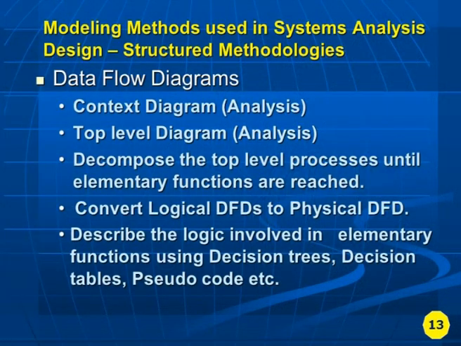If you look at the data flow diagrams, you may first draw the context diagram in the analysis stage. And then the top level diagram you may also draw in the analysis stage, where, using the library system, you may identify the main processes like reservation, registration of books, registration of members, then lending and returning of books, which you can consider as the top level processes. So you draw the top level diagram, and then you decompose these top level processes until elementary functions are reached.